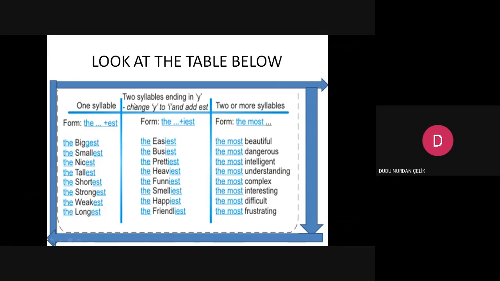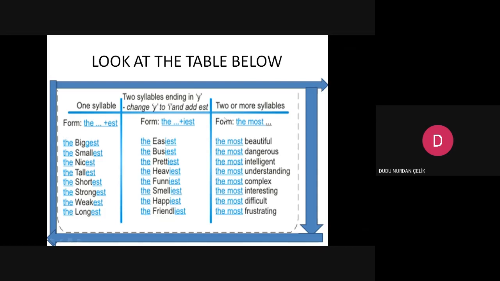When we are talking about two syllables ending with Y, look, we change Y to I and add est. Easy. Our adjective is easy. When we change it in a superlative form, we say the easiest. Y changed into I. The busiest, the prettiest, the heaviest, the funniest, the smelliest, the happiest, the friendliest.